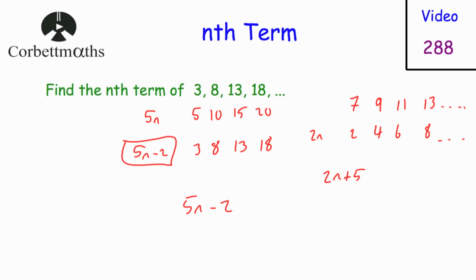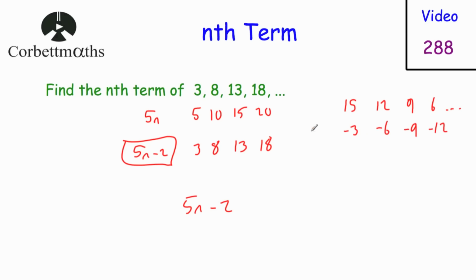Now, because I said down by, let's have a look at an example where a sequence is going down instead of up. So if we had the sequence 15, 12, 9, 6, and so on, we can see we're going down by 3 each time. We're taking away 3, taking away 3, taking away 3, and so on. So what we're going to do is write down the negative 3 times tables. So that's going to be minus 3, minus 6, minus 9, minus 12, and so on. So that would be minus 3n, because it's minus 3 times 1, minus 3 times 2, and so on.